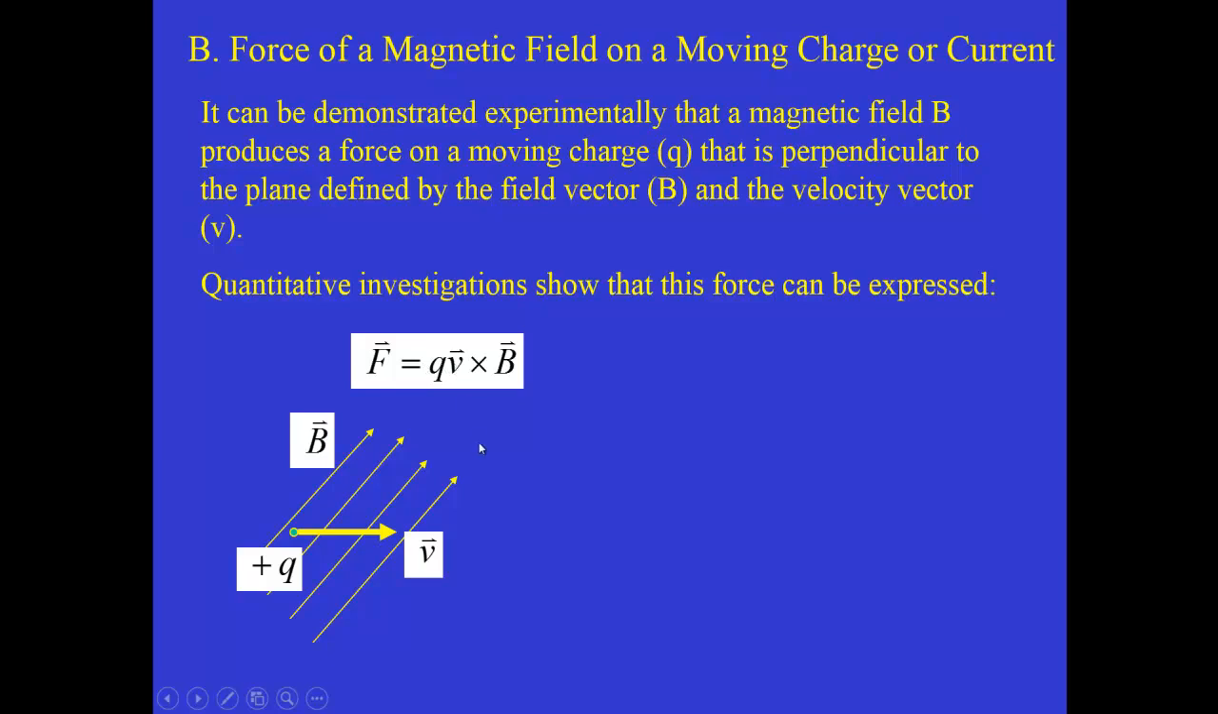So let's rehearse and review our knowledge of cross products. For v cross B, you put your fingers of the right hand along the direction of v and then curl them toward the vector B. In this case, if you do that, you'll find that the cross product v cross B is out of the page. And so if this is a positive charge, then the force is also out of the page.